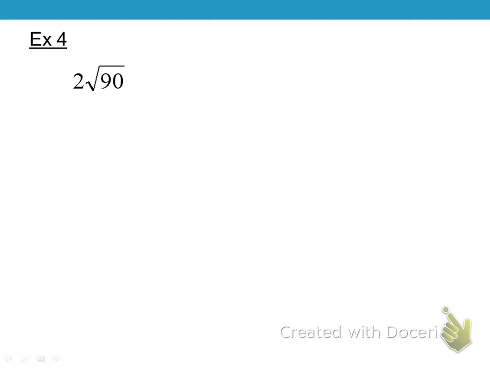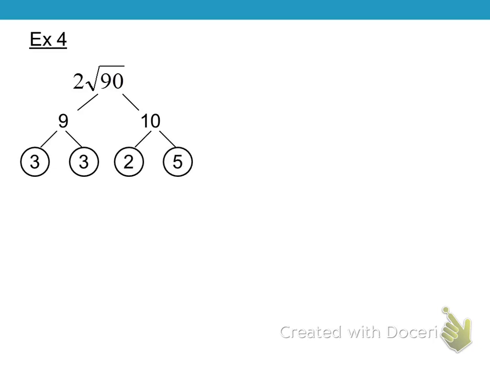All right, here's the next one. 2 times square root 90. 30. Lots of options. 9 and 10 works. 30 and 3 would work as well. I heard someone say that. However you want to do it, go for it. 9 is 3 times 3. 10 is 2 times 5.